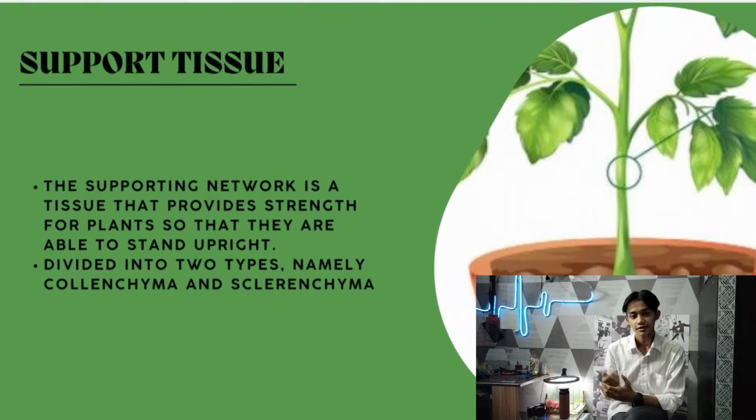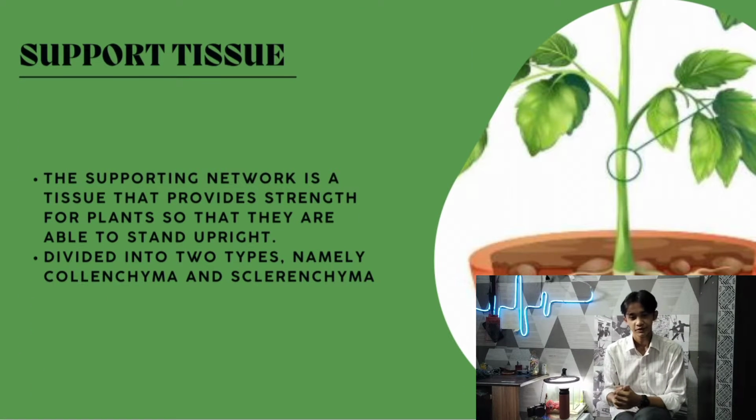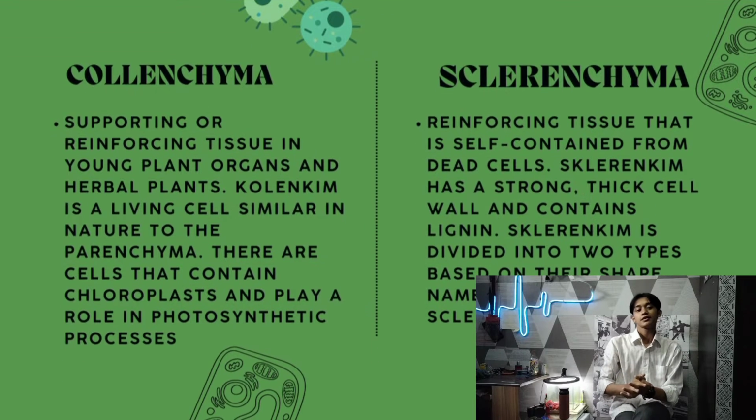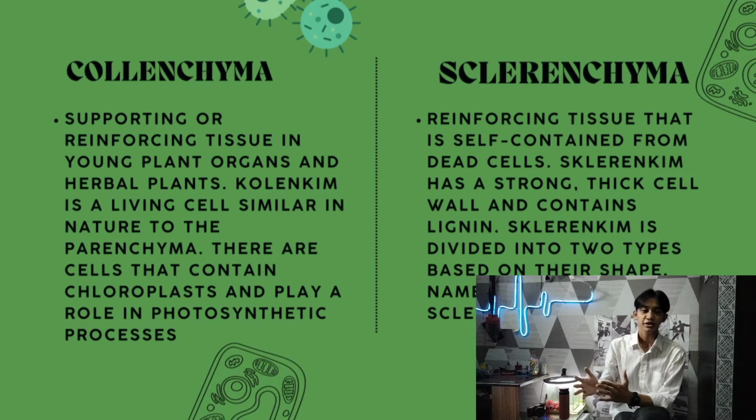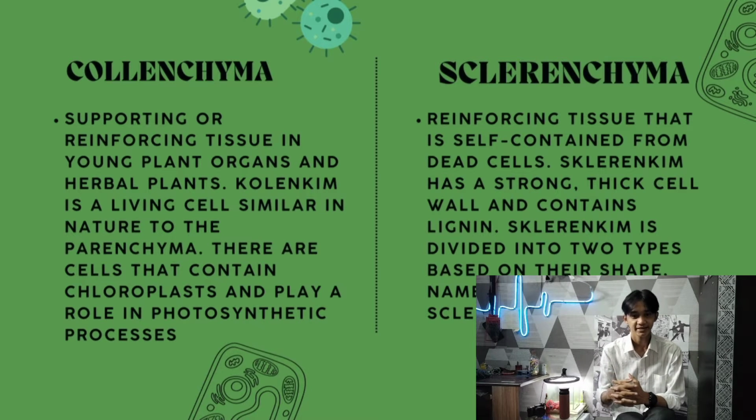Next, support tissue. The supporting tissue is a tissue that provides strength for plants so that they are able to stand upright. Divided into two types, namely collenchyma and sclerenchyma. Next, collenchyma. Collenchyma is supporting or reinforcing tissue in young plant organs and herbal plants.